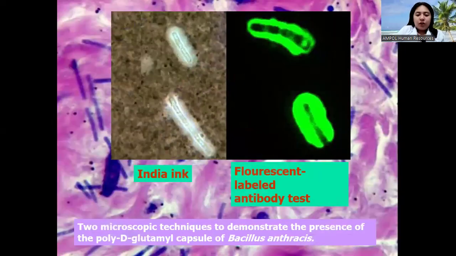In India ink, what is the appearance? It shows a halo because of the presence of what? The capsule. It is capsulated, right? That is one of its virulence factors. We also have fluorescent labeled antibody testing, where the bacteria directly fluoresce. The poly-D-glutamyl capsule is the polypeptide present in the capsule of your Bacillus anthracis.